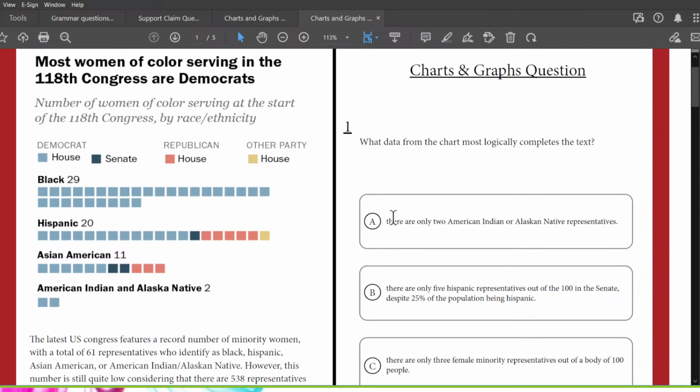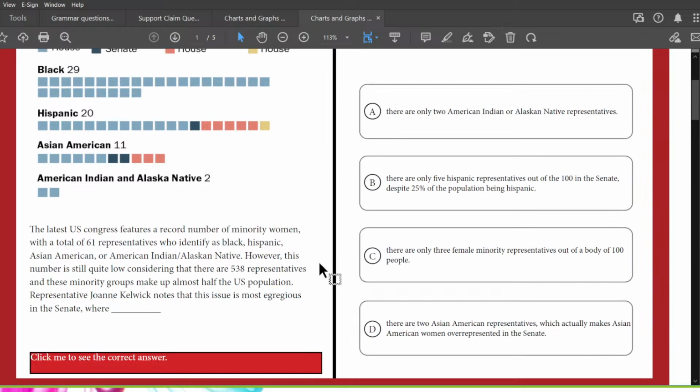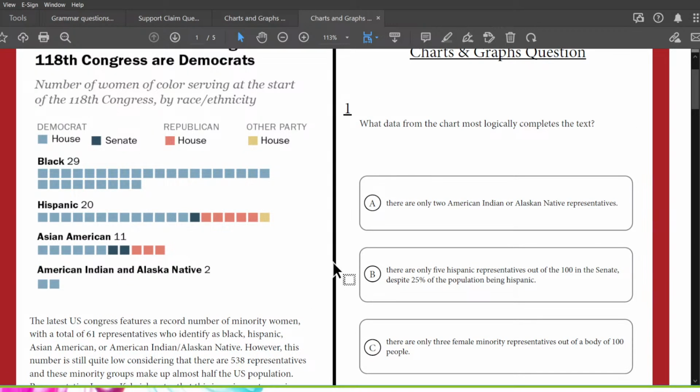So if I look at the first one, it says there are only 2 American Indian or Alaskan Native representatives. Now, okay, I see that that is true. There are 2, but notice where those 2 are. There's a light blue color here, and I look at the key, and it tells me what those are. That's where that Senate detail becomes really important, because look, those 2 are in the House of Representatives, not the Senate. It's a different color. So that answer isn't going to work for this particular sentence. Again, this is sentence completion before I even think about the data. So I just tested this, and I can say that it is wrong.